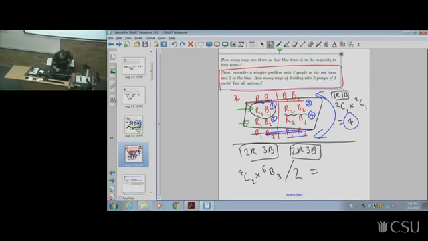What's the numerical value for this, by the way? It's a calculator exercise, really. 4 choose 2 is equal to 6. And 6 choose 3. I don't know why I'm writing B all the time. 6 choose 3 is 20. Yep. And we want to divide that by 2, so it's 60. So there are 60 different ways of doing that.